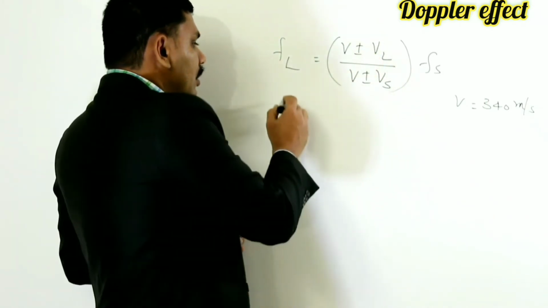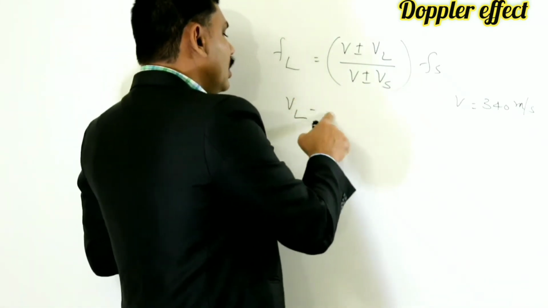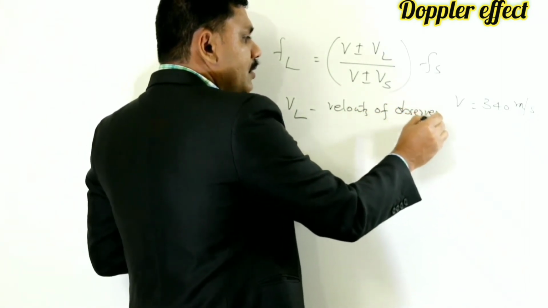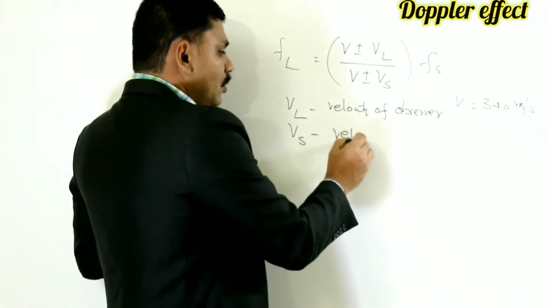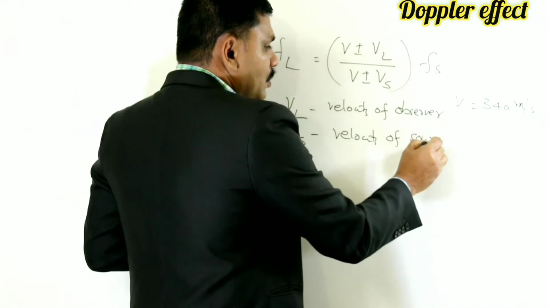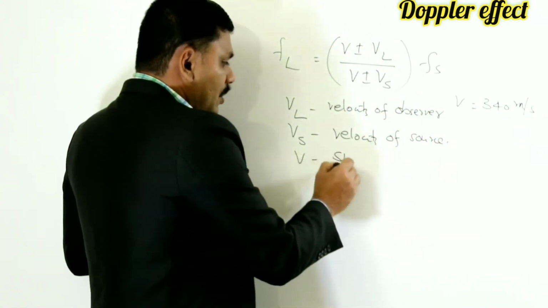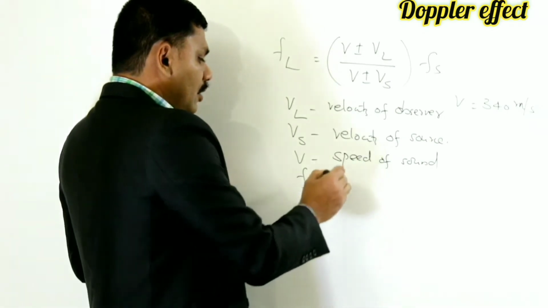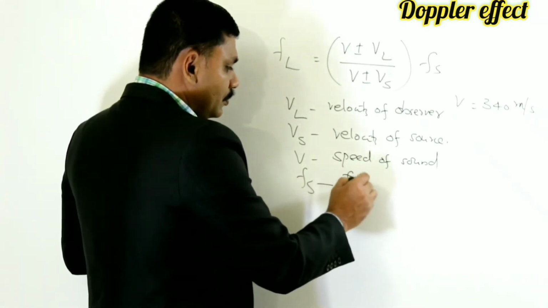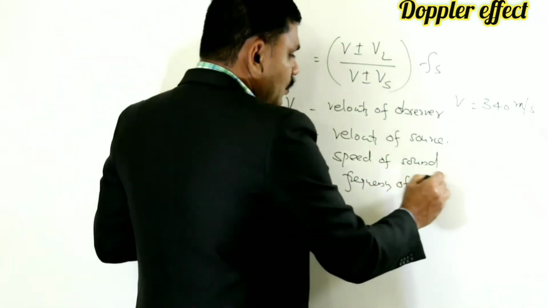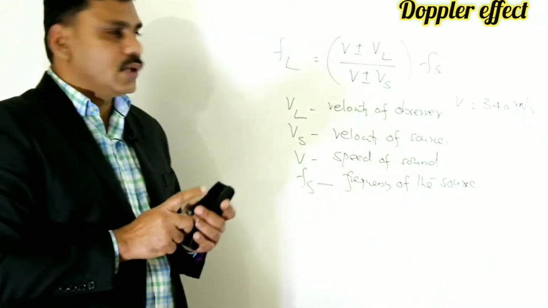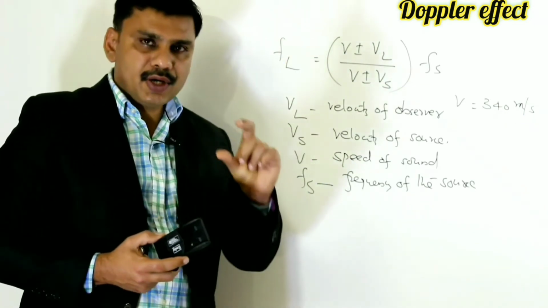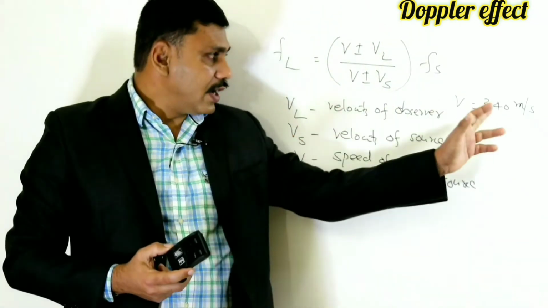VL is the velocity of the listener or observer. Vs is the velocity of the source. V is the speed of sound or the velocity of sound. And Fs is the frequency of the source. So these are the variables in the equation. FL is the frequency heard by the listener. V is the speed of sound in air. Its value is 340 meter per second.